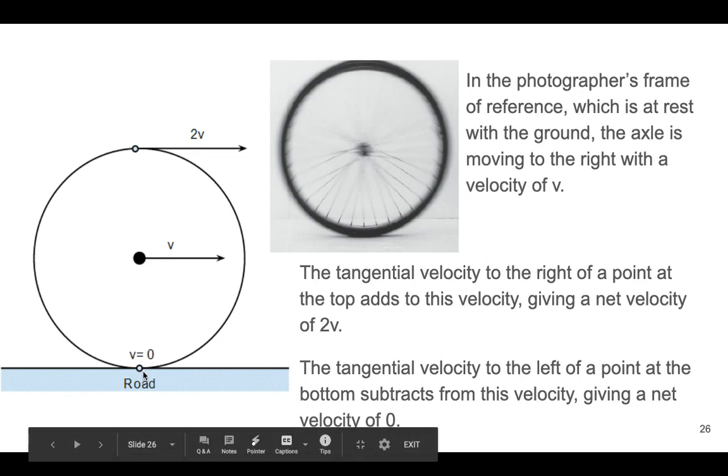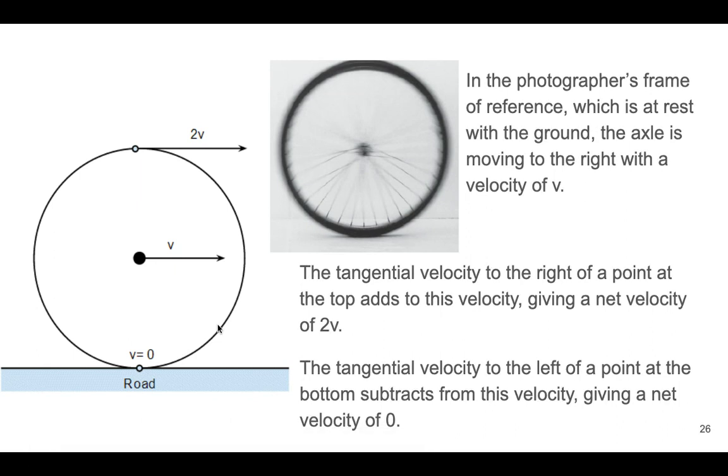Finally, you get to the bottom. So at the bottom, you have tangential velocity going to the left, but you also have its own regular translational velocity going to the right. So you add those like vectors, and you get 0 net velocity at that point right there.